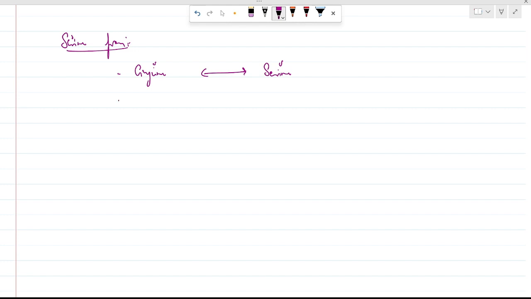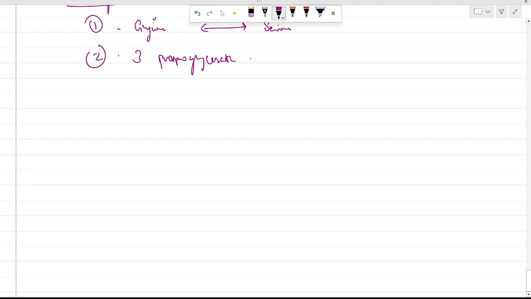Now we'll see some formations. Serine is formed from glycine, and glycine and serine we have seen before, they are reversibly formed from each other. Also, serine is formed from 3-phosphoglycerate. So these are the two sources from which serine is formed. Very short, nothing much explanation is needed here. Now we'll see the metabolic functions. Serine discussion is a very short discussion.